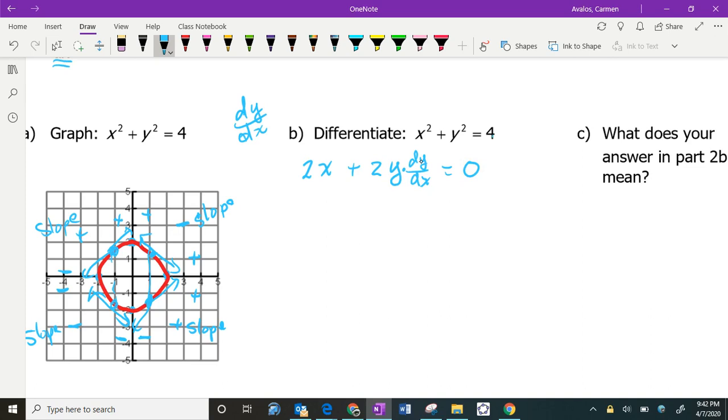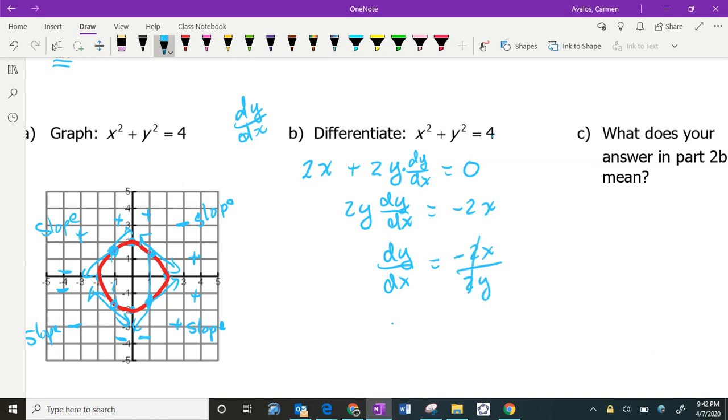Now, because this is an equation, we do have to solve for the derivative. We need to have dy dx equals. So that means I am going to take the 2y dy dx, and it's going to move over, and I am going to get negative 2y. And then I'm sorry, 2x, because we're moving the 2x there. And then we're going to have dy dx is going to be negative 2x over 2y.